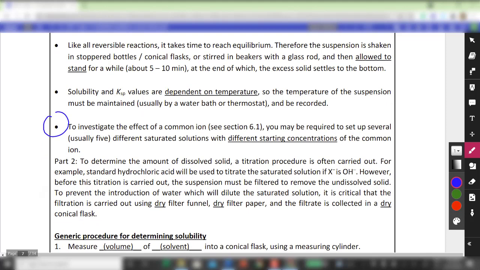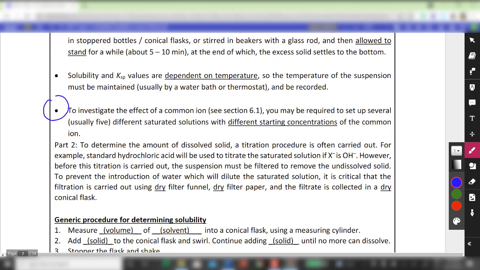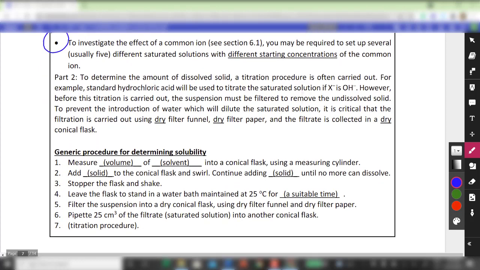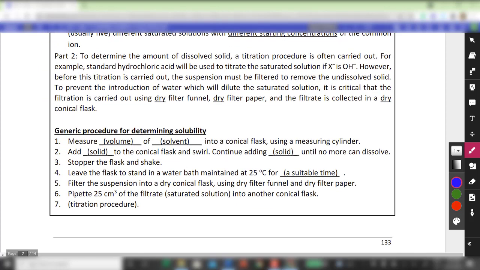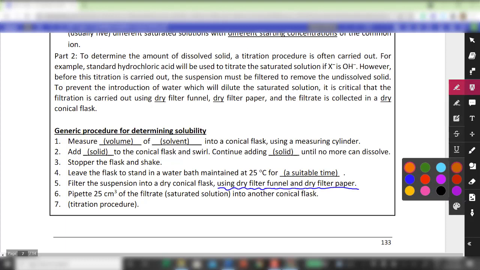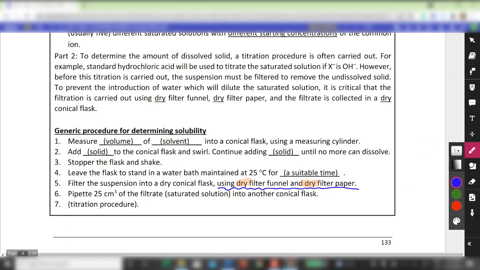Then of course you need to filter off the undissolved solids. That is very important. So you have a rough planning over here. Make sure that when you filter them off, you use a dry filter funnel and a dry filter paper. The word dry is very important over here because you don't want to unknowingly dilute your saturated solution.